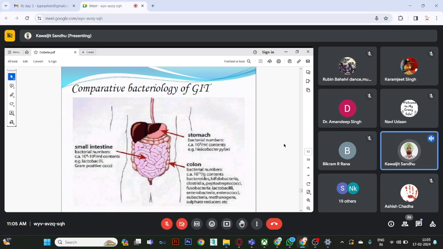This slide shows you that we have microorganisms residing everywhere in our body. In the stomach, we have Helicobacter pylori. In our small intestines, we have some bacteria, lactobacilli, gram-positive cocci. But the majority of microorganisms reside in the large intestine, about 10 to the power 12 per gram.